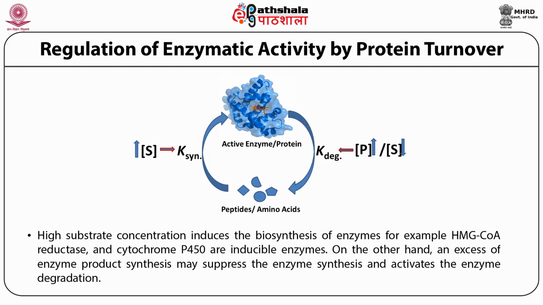Similarly, if the substrate concentration goes down, that means these enzymes are not required. In that case, the degradation constant will go high. Sometimes the product itself influences the degradation in such a way that whenever there is more product accumulation, there will be no need of the enzyme at that point of time in the cell. So there will be more and more degradation of the enzyme in that scenario. That's how enzyme regulation can occur through protein turnover.